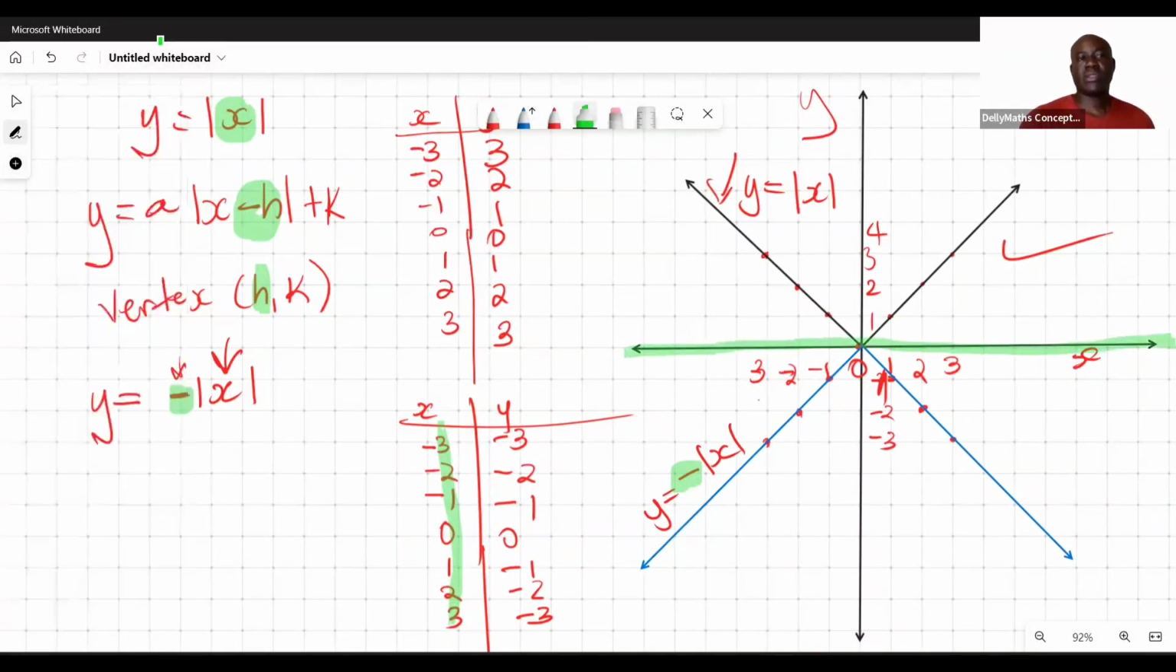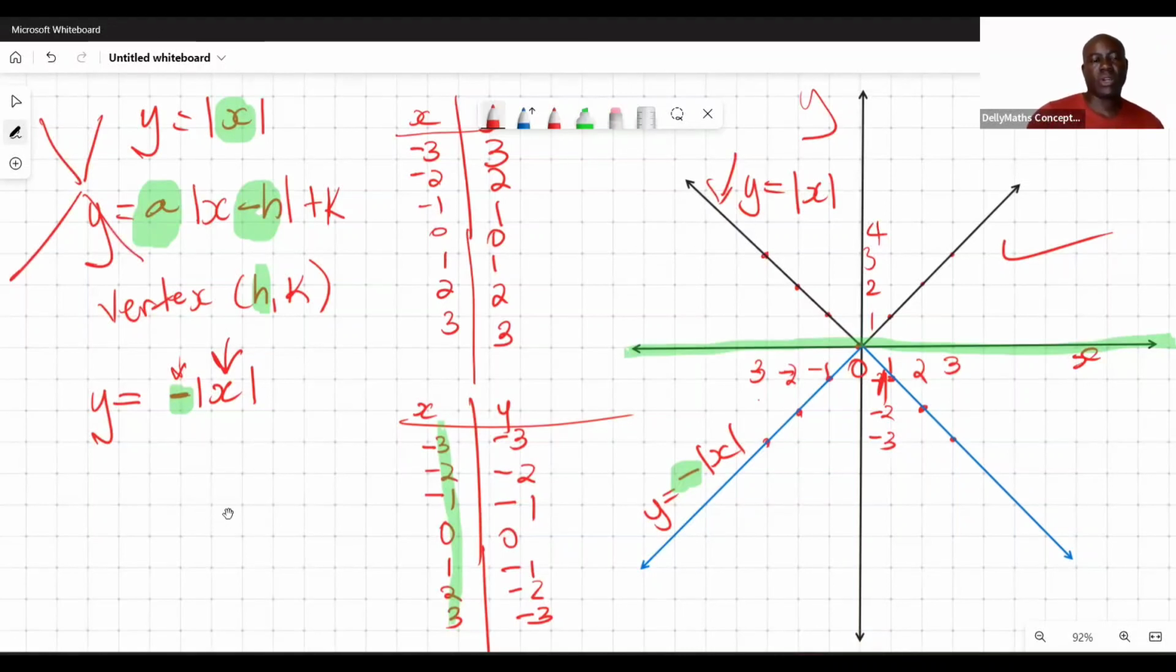So there are two things that we want to take away from this. One, when we have a positive number for a, the graph will be a V. But when a is negative, it's going to be a V that turns upside down. So we want to keep that in mind.